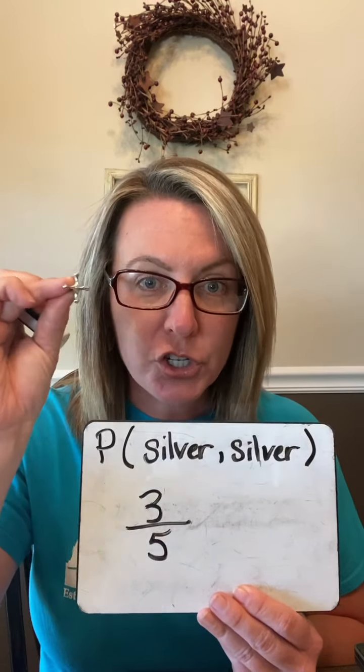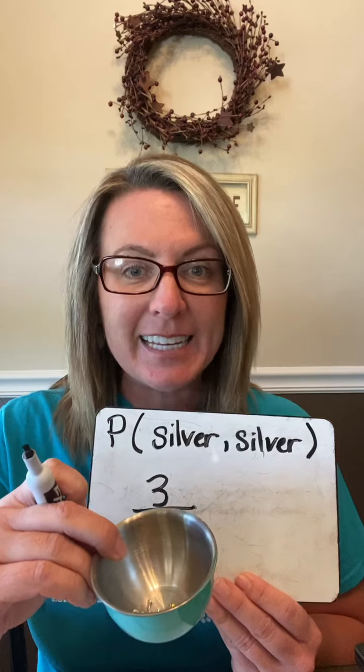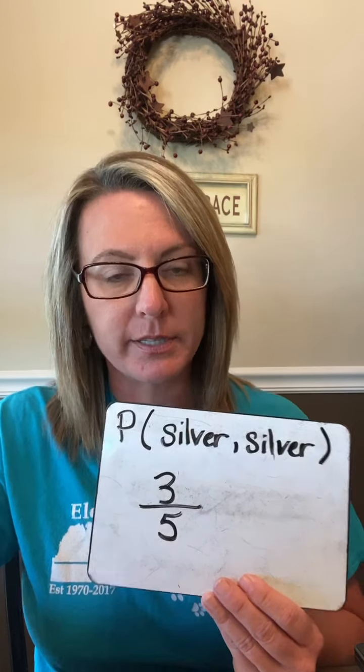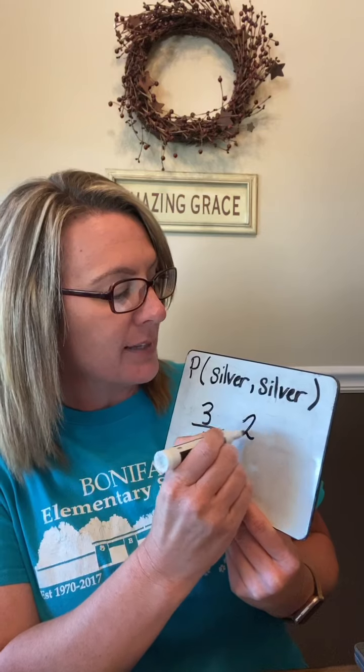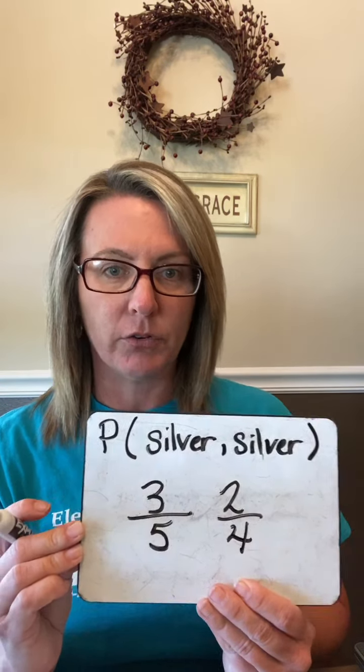if we do choose a silver jack and we do not replace it back into that bowl, then the second time I go to choose, now there are only 4 jacks in the bowl. And 2 of the 4, or half of them, are silver. So now, because there's only 4 jacks in there, 2 of those 4 are still silver.